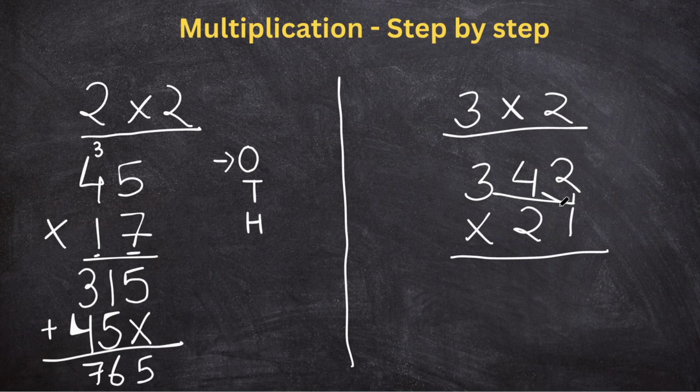Okay, so let me just remove this from here. So 1 times 2 will be 2. 1 times 4 will be 4. Nothing to carry forward. 1 times 3 will be 3.